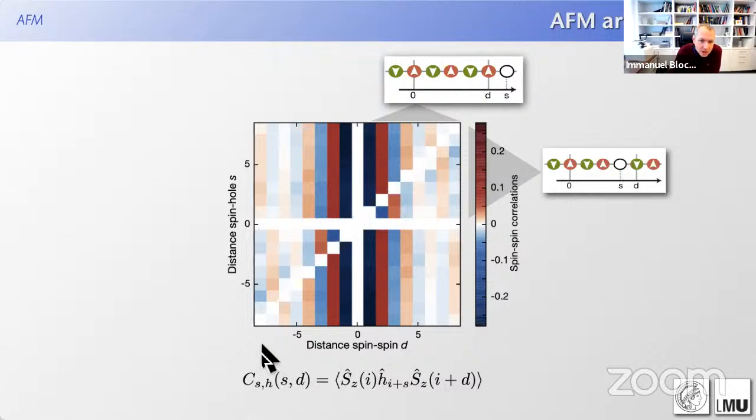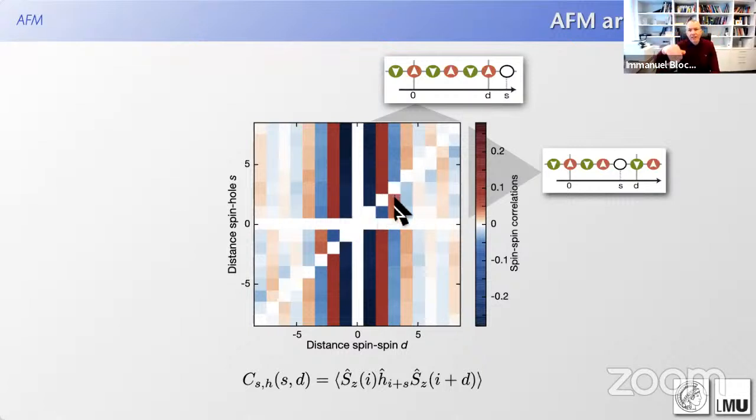And this is what you see here. This is the distance of the two spins we're correlating, d, and this is the distance where the hole is, s. If s is smaller than d, then we're in this sector here. If s is larger than d, then we're in this situation. Now let's go to this configuration first, and you see that if the hole is outside of the two spins we're correlating, then we have this nice down, up, down, up antiferromagnetic correlator. But now you see if the hole moves between the two spins, then everywhere where you had red turns to blue, and where you had blue turns to red.